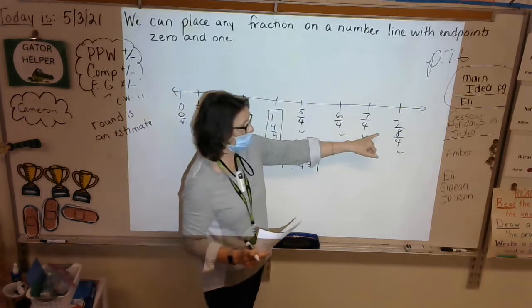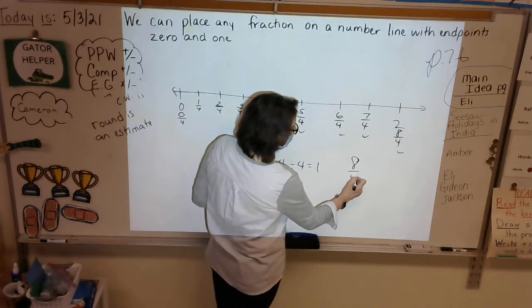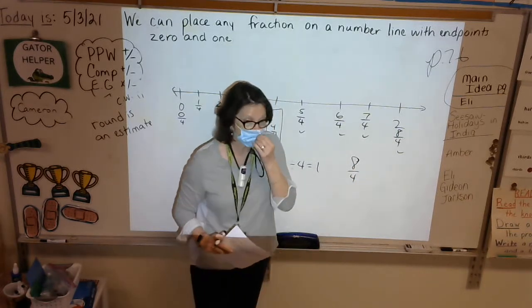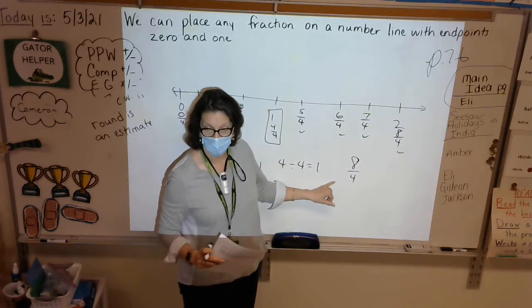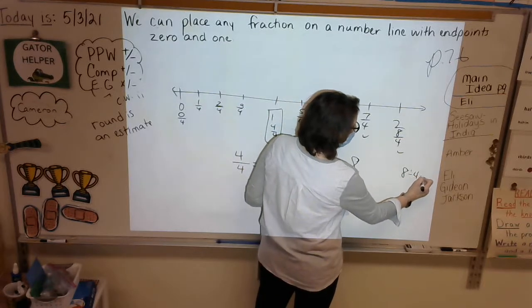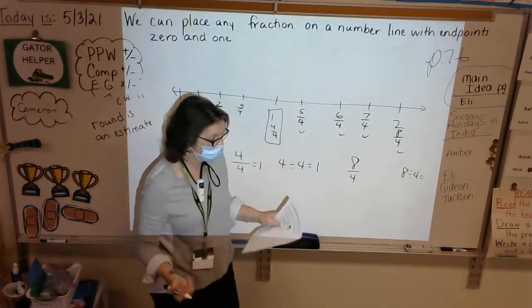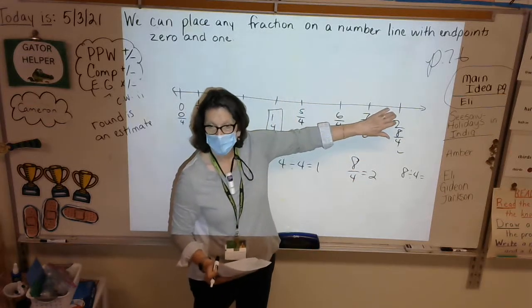Let's come down here. We have the fraction 8 fourths, right? How can I say 8 fourths is a division sentence? I can say 8 divided by 4 equals. Well, what does 8 divided by 4 equal, boys and girls? 8 divided by 4 equals 2. Guess what 8 fourths is at on the number line? It's at the whole number 2.